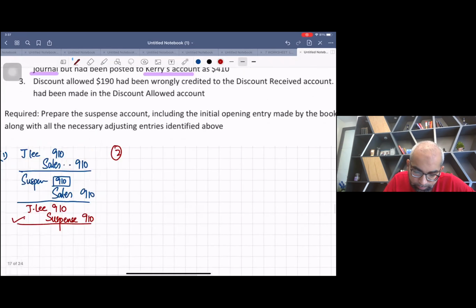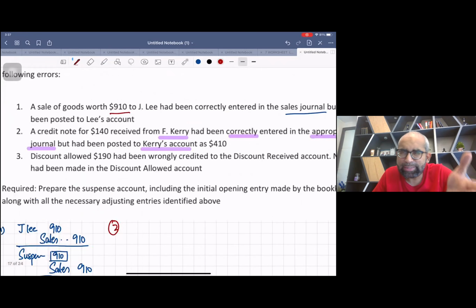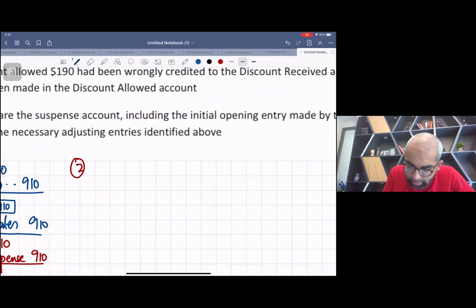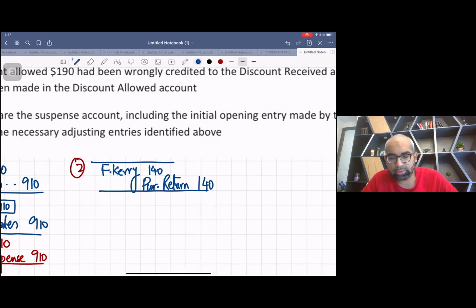Now point number two, let's do it. A credit note of 140 received from F Carry. We received the credit note, that means we are buyers, and in the buyer's books it's purchase return. So now let's make the first entry of purchase return. Purchases is your expense, so purchase return is your income. The name of the creditor is F Carry. So we'll write F Carry debit, liability debit 140, and purchase return credit 140.